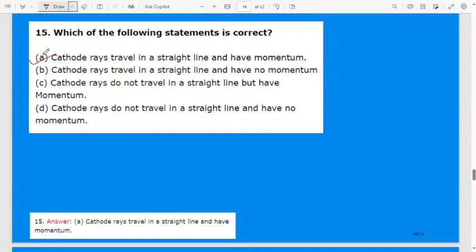That is the correct statement. That is the correct definition, or rather the correct features, of cathode rays. Cathode rays travel in a straight line and also they have momentum. That is the correct one.